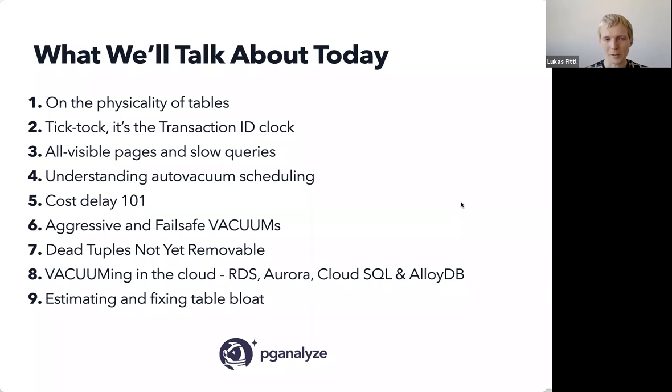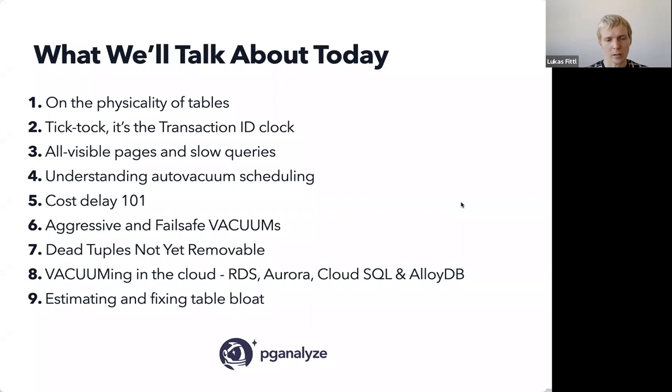Now we'll talk, as mentioned, about a lot of things today. So we'll start talking about a little bit of the physicality of tables, like how are tables actually laid out, because I think it's a very important context for everything else. We'll talk about transaction IDs and all the trouble that they cause. We'll talk about what all visible pages are and how they impact query performance. Then we'll switch gears a little bit and talk about Autovacuum scheduling and things like cost delay and how to tune cost delay, as well as aggressive and the new Failsafe vacuums.